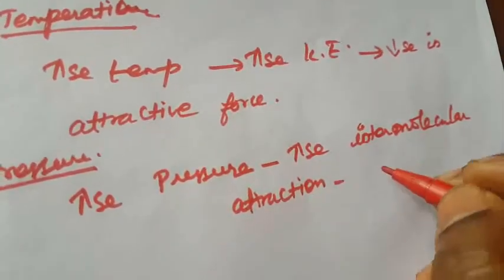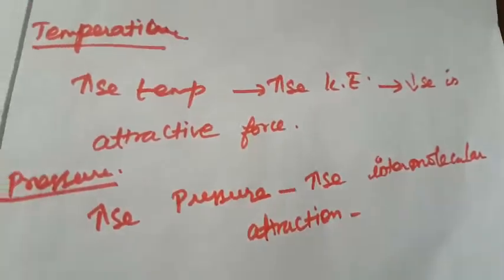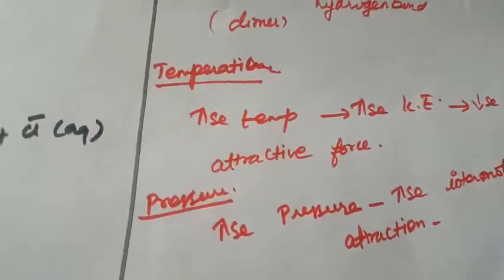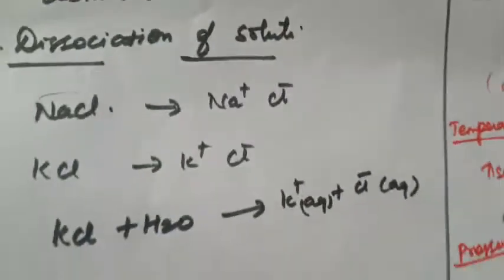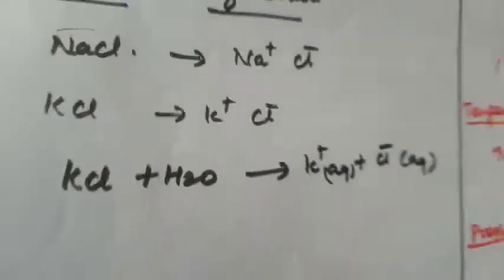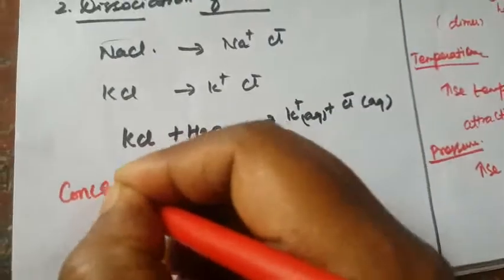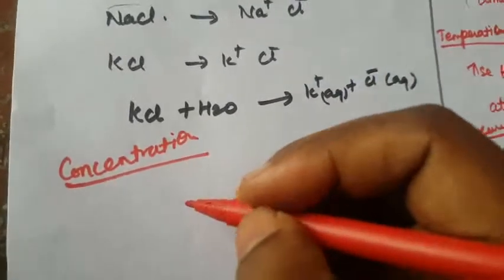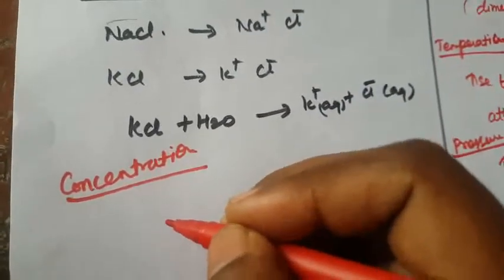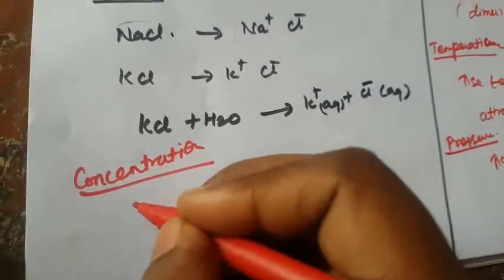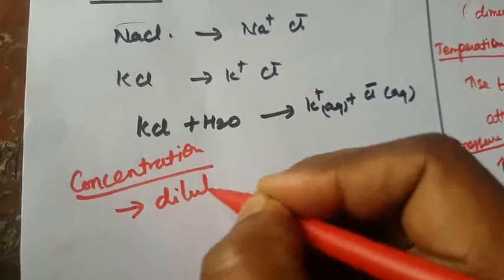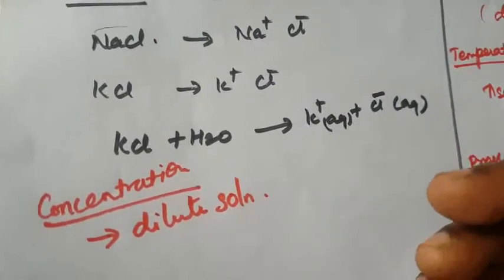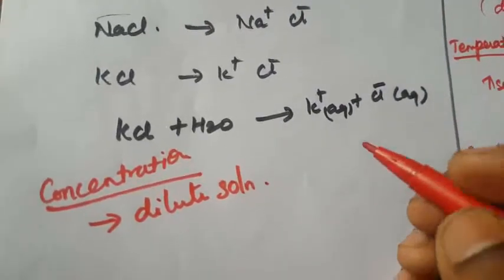Intermolecular attraction also shows some deviation from Raoult's law. Okay, next one is concentration. What is meant by concentration? If the solution is sufficiently dilute, there is no pronounced solvent-solute interaction. The number of solute molecules is very low when compared to the solvent.